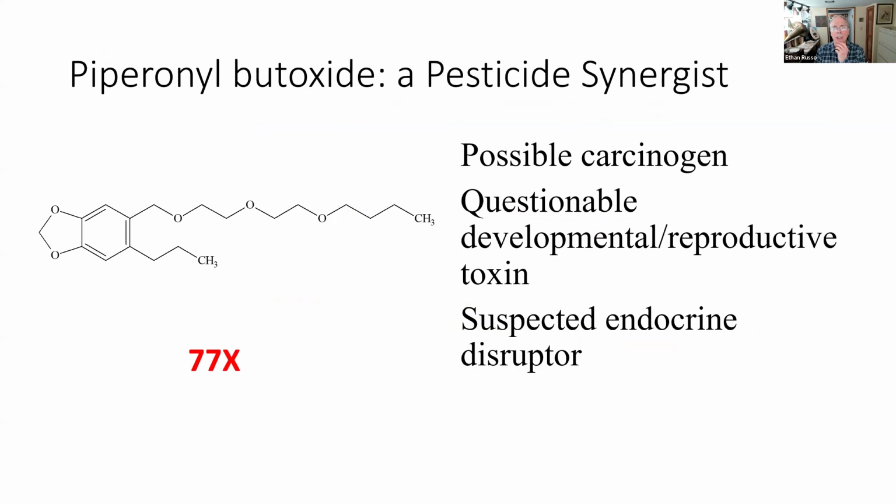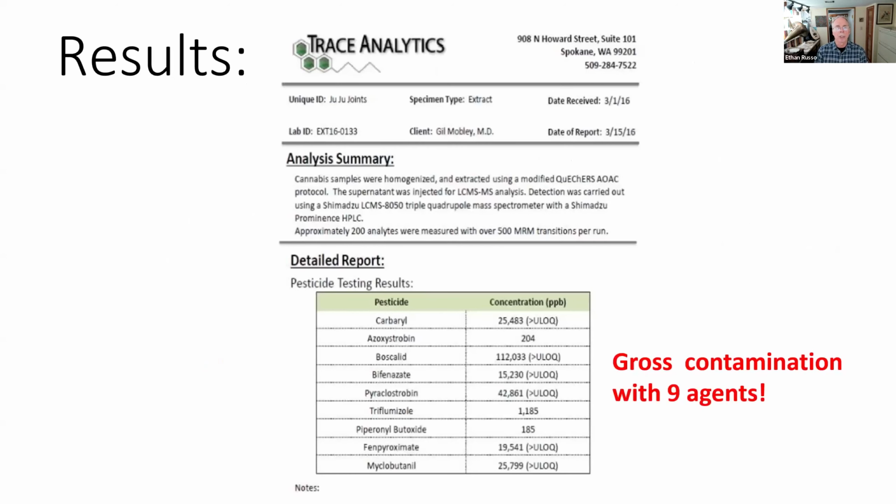Piperonyl butoxide is a pesticide synergist. This is found at a rate in one sample 77 times what would be allowable. This is a possible carcinogen. It could produce developmental or reproductive toxicity, and it's a suspected endocrine disruptor. Could do things like cause premature breast growth in young girls.